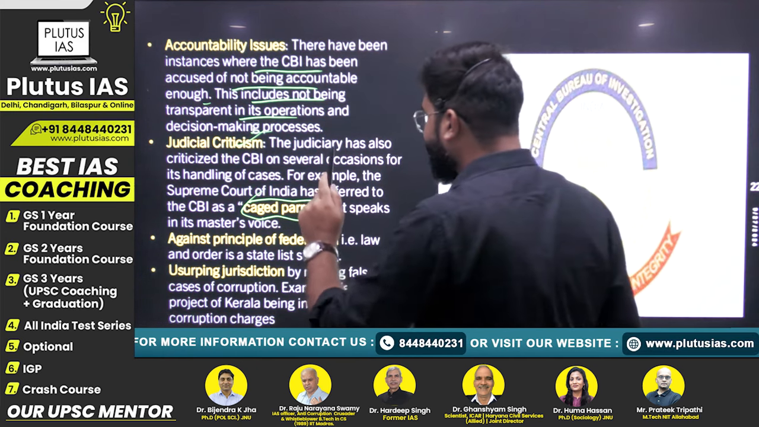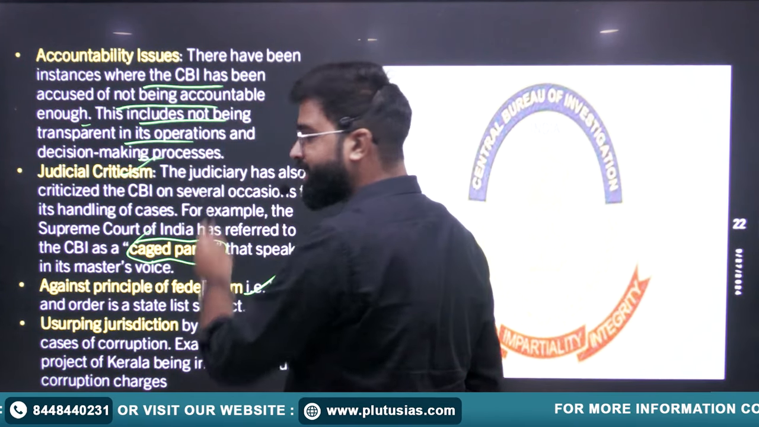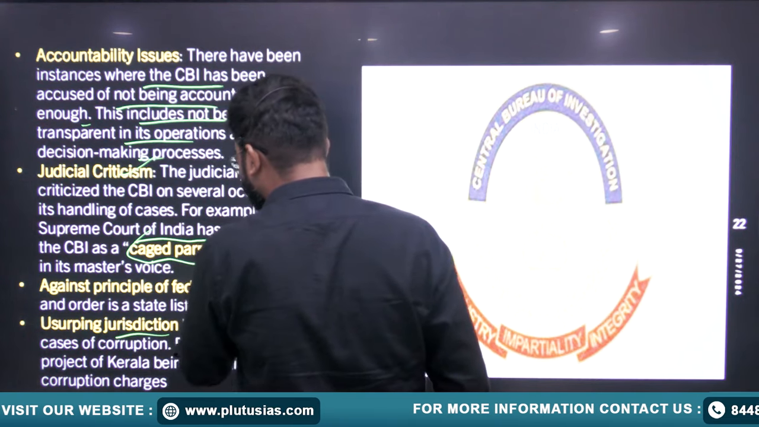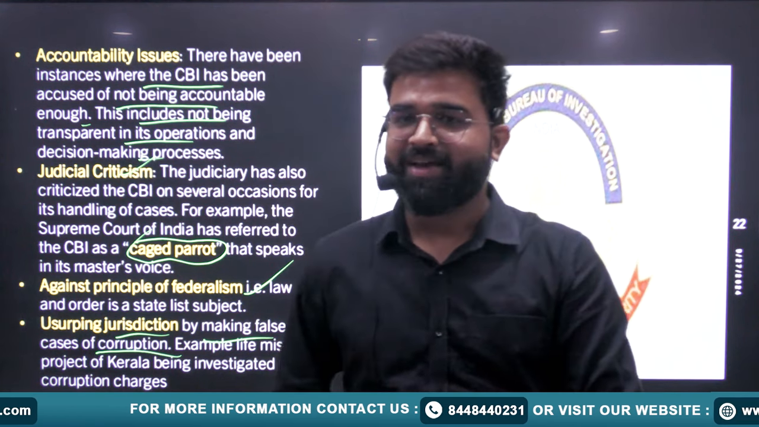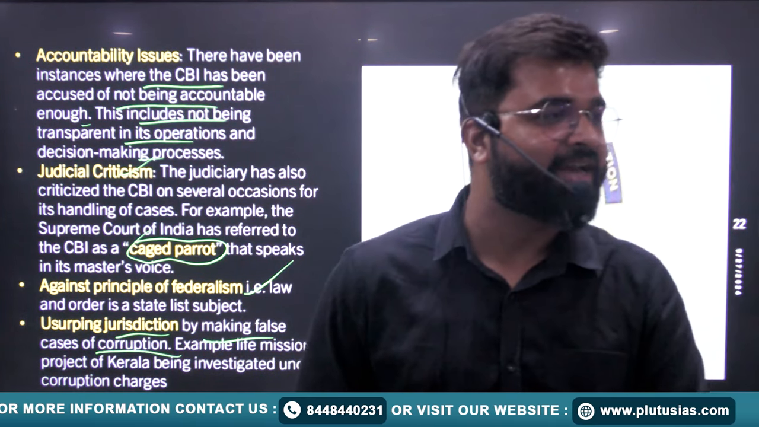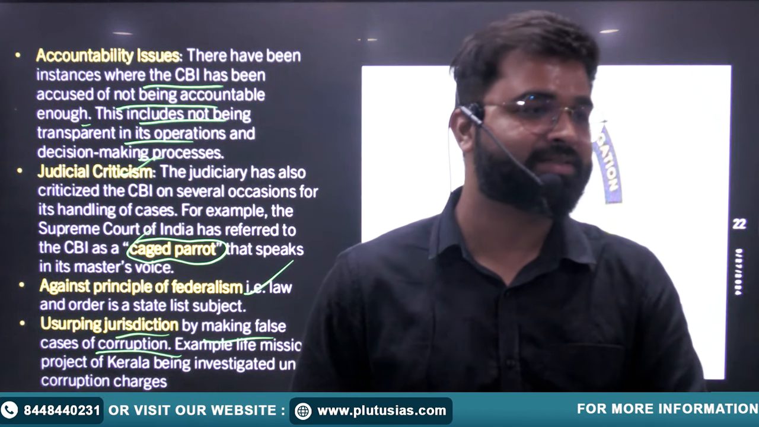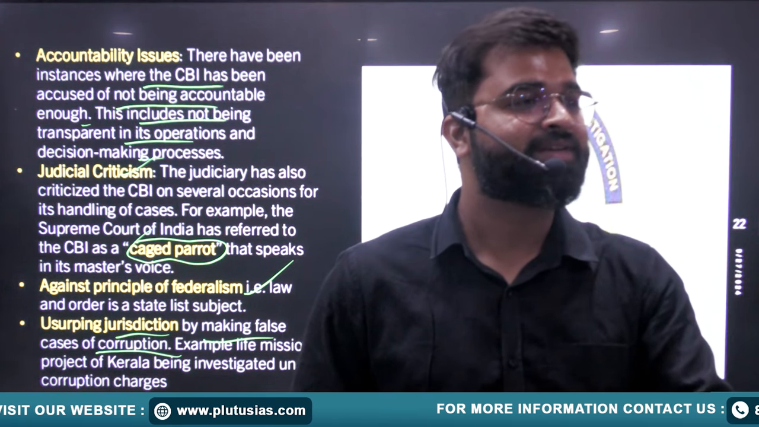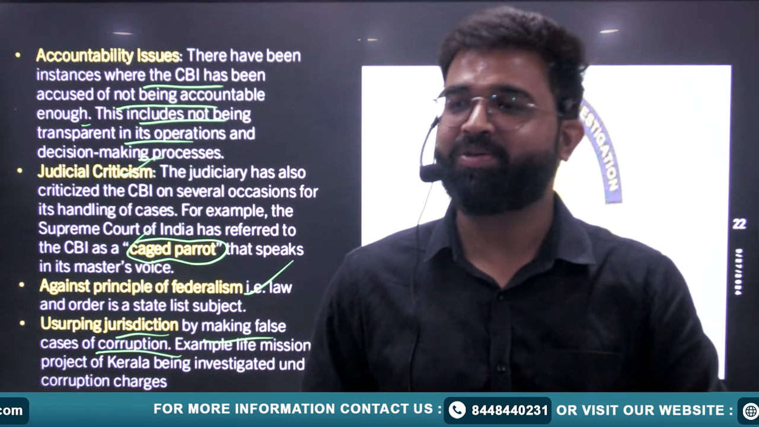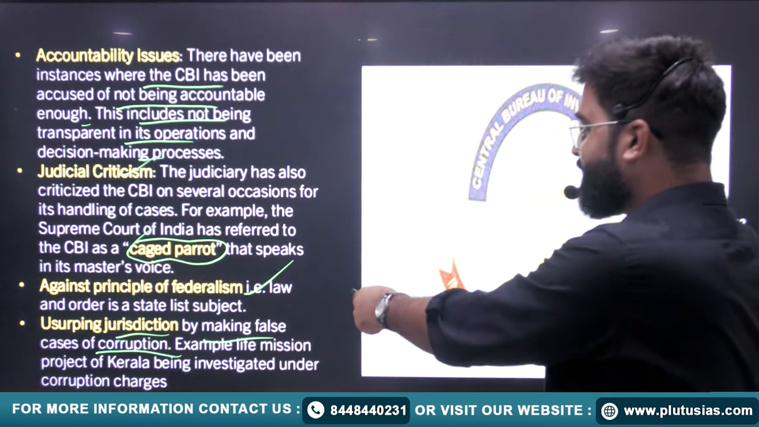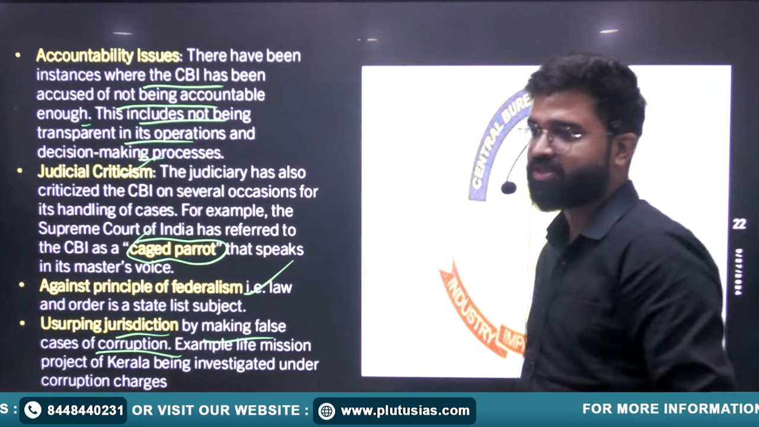Then, against the principle of federalism, because law and order and police is a state subject, and usurping jurisdiction by making false cases of corruption. If CBI wants to investigate any particular matter, then they will turn any case into a corruption case because it is their jurisdiction, and hence they start investigating that particular case. That happened in the example of the Life Mission Project of Kerala being investigated under corruption charges.